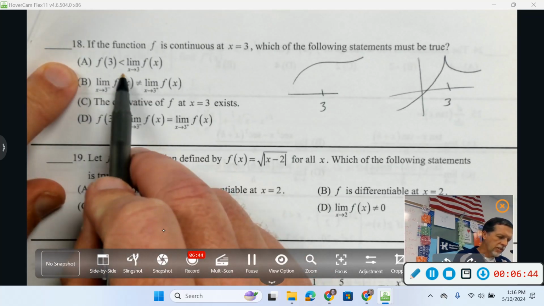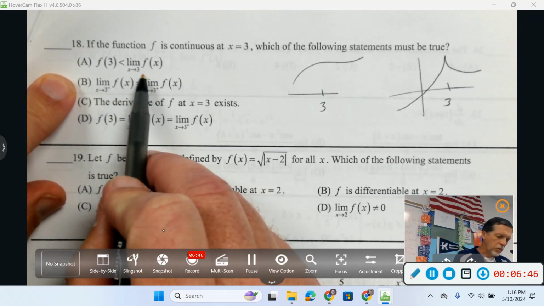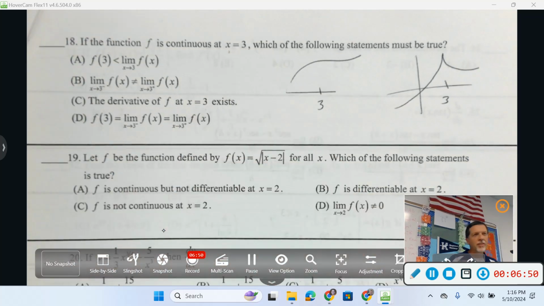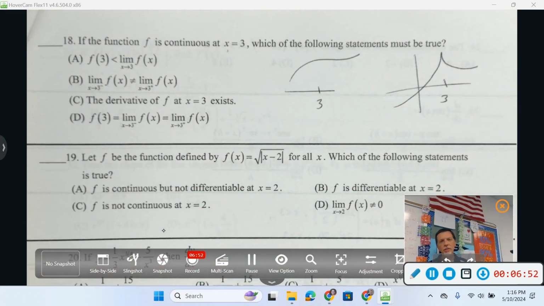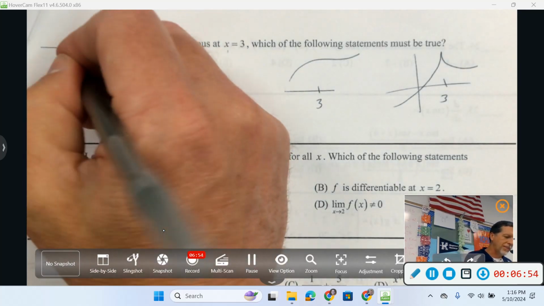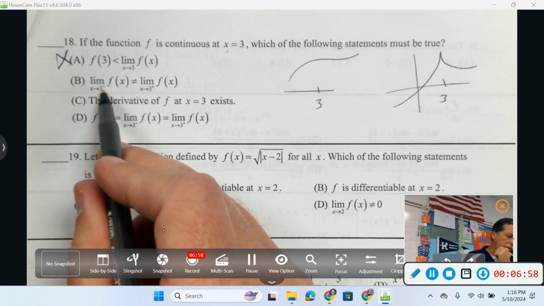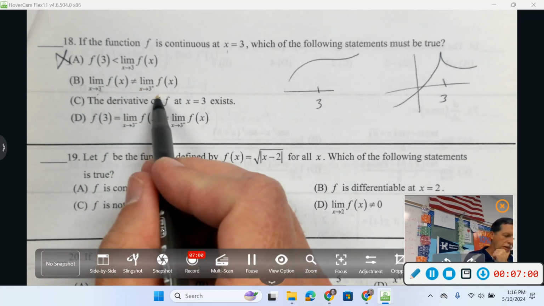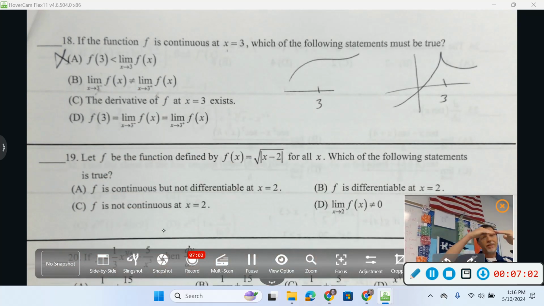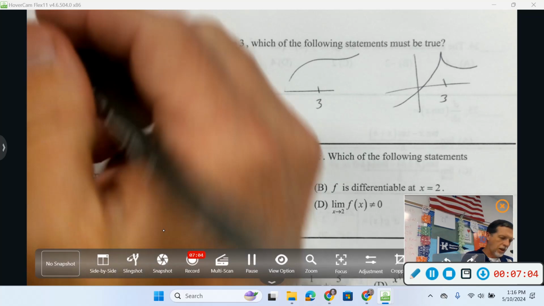F of 3 is less than the limit as x approaches 3. No, continuity means the limit from either side equals the limit of the function, so no, it can't be less than, it's got to be equal to. The limit from the left does not equal the limit from the right. No, the point of continuity is that the limit from both sides comes to the same spot.